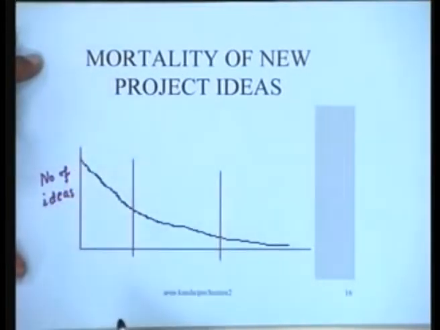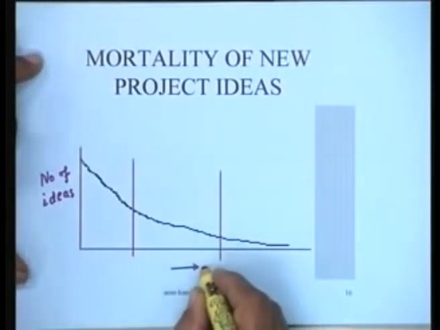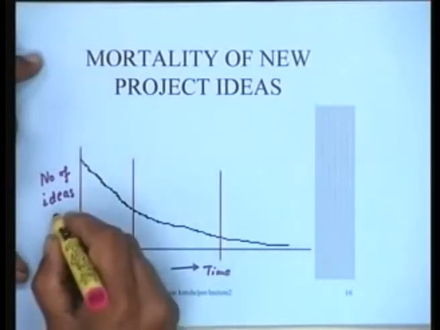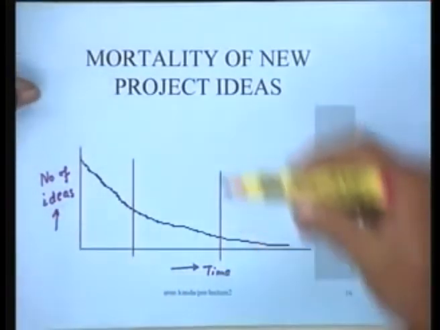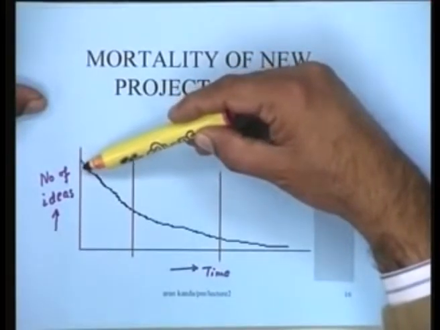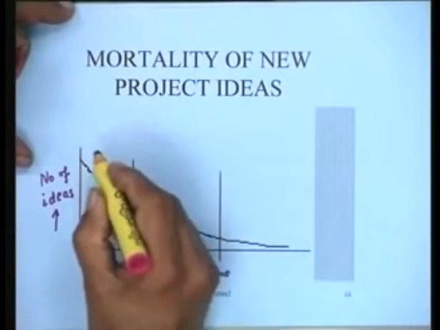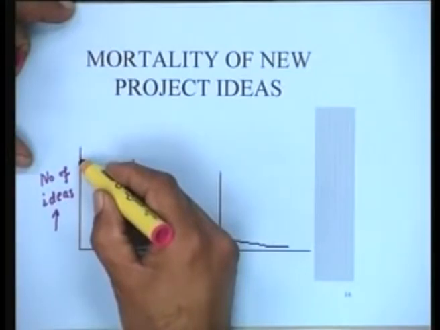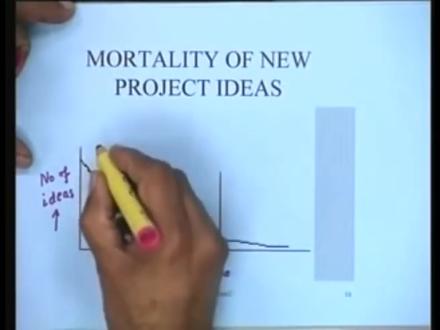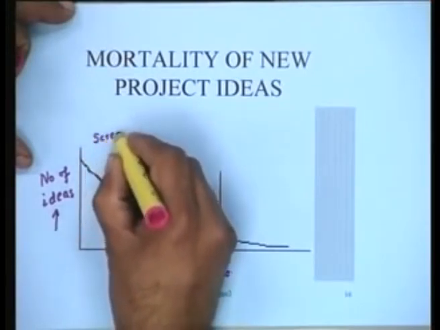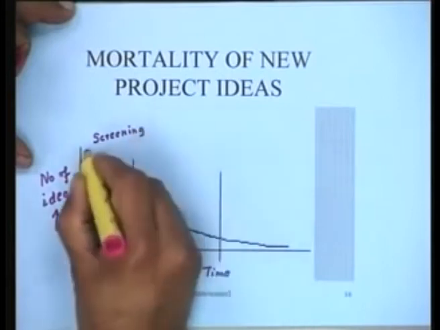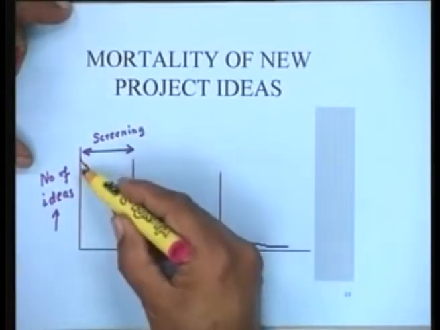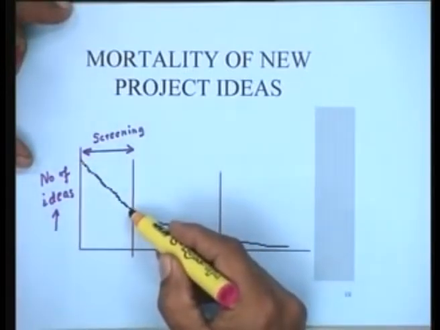On this axis, let us say we have time. Then typically what really happens is that we brainstorm and generate a number of ideas. Maybe we have generated some 50 ideas. These ideas are now subjected to a process of screening. During this screening, you have roughly half to 1/3 of the ideas left.